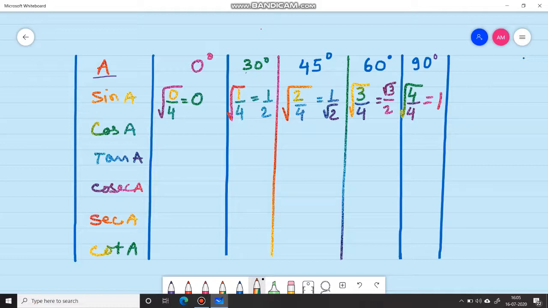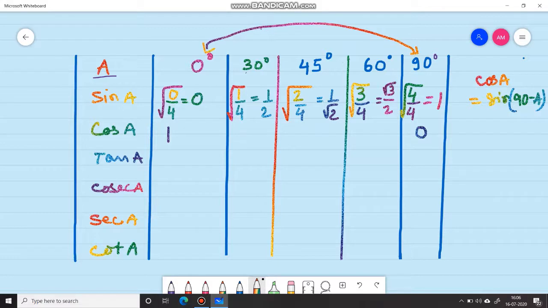In the previous presentation, you have already learned that cos A is equal to sine 90 minus A. Isn't it? So by this method, you can simply understand that sine 0 will be equal to cos 90. That means if sine 0 is 0, then cos 90 is also equal to 0. So here you will put 0. Then sine 90 is 1, that means cos 0 is also 1. That means these will be interchanged for sine and cos.